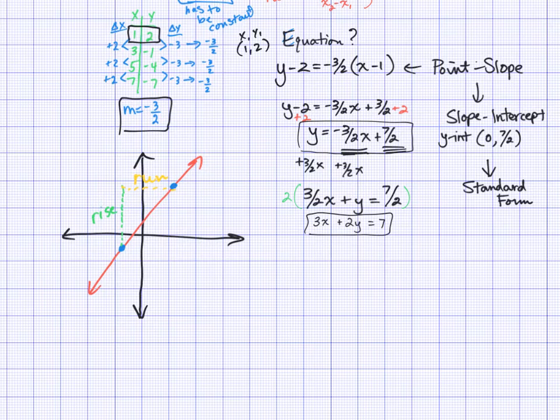Going up is positive, going right is positive. If you're going down, that's negative. If you're going left, that's negative. So it's important that we acknowledge what those actual signs are.